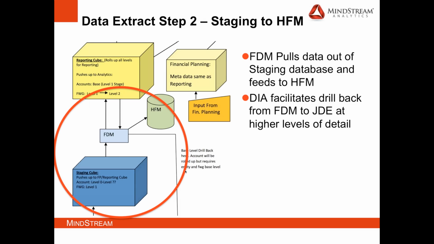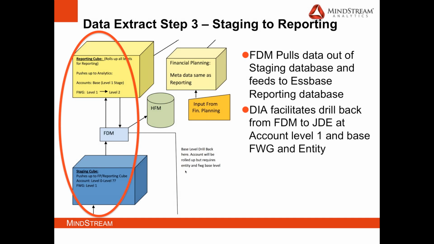This is step 3, where it goes up into that reporting cube. DIA is going to facilitate drill-throughs. If you're in the reporting cube and you want to do a drill-through, you'll drill back into FDM, and then from FDM you'll skip the staging cube using the category code SQL and go directly into JDE to get back your detailed transactions. That's why this line goes out and around down into JD Edwards. That's the DIA customization. As I mentioned, there's kind of a fine line between where the customizations are.